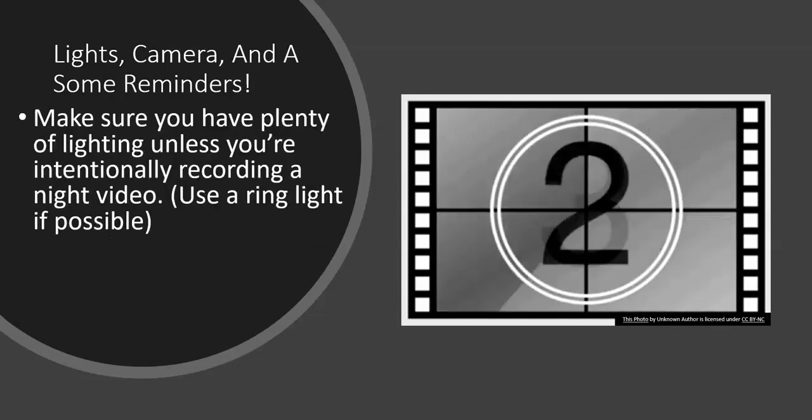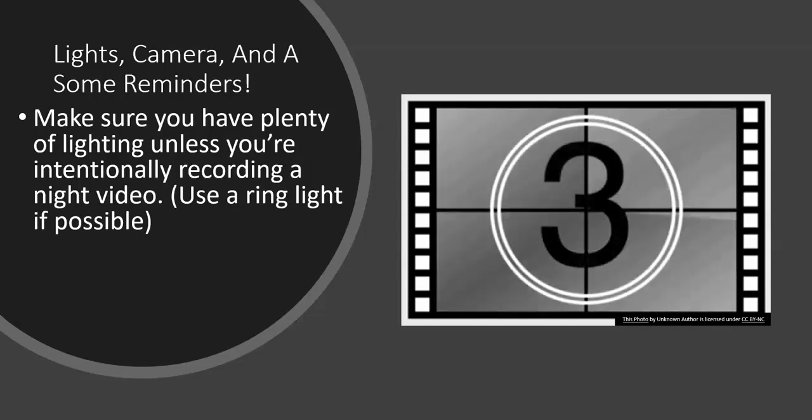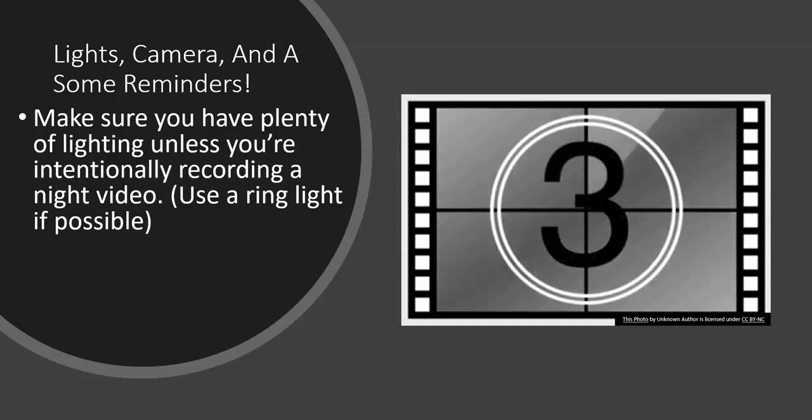Okay, make sure you have plenty of lighting unless you're intentionally recording a night video. So if you're inside and you have a ring light, for those who are more advanced, you may know this already, you want to get rid of any of the indoor lights and just stick with your ring light. Now, if you're around natural light, you don't want to use your ring light. You just want to stick with the natural light. The reason why is because the natural light will automatically drown out the ring light, and it could create a shadow effect. So if you're going to use natural light, use the natural light.